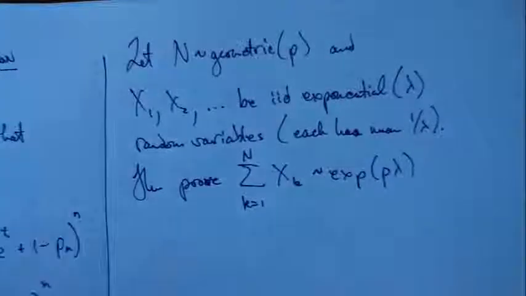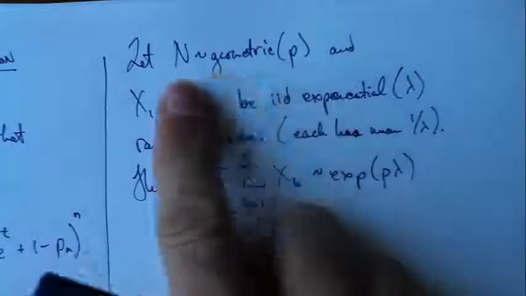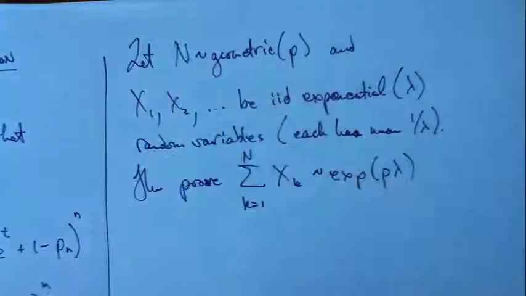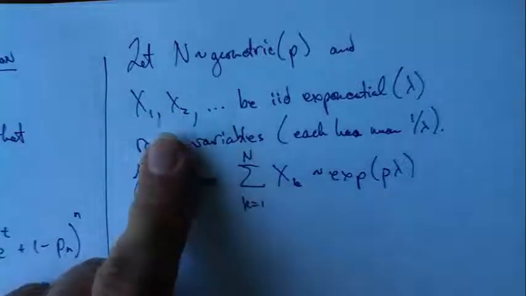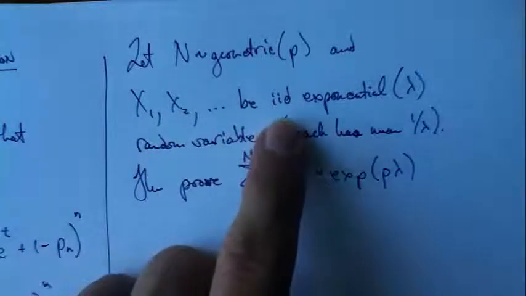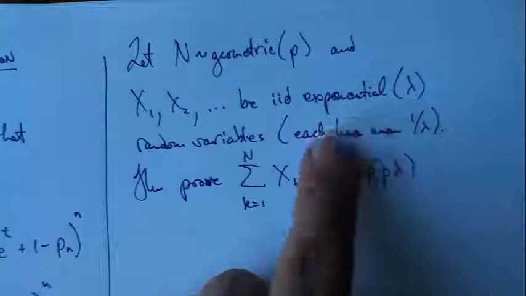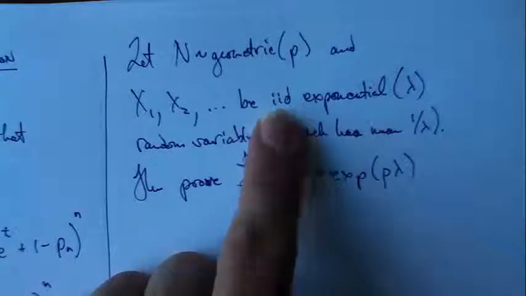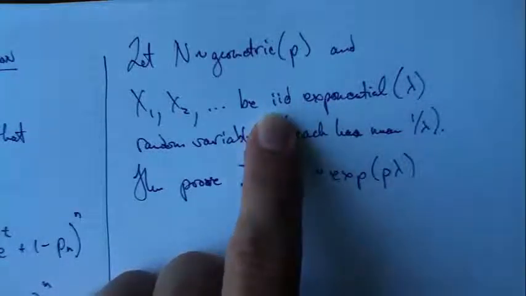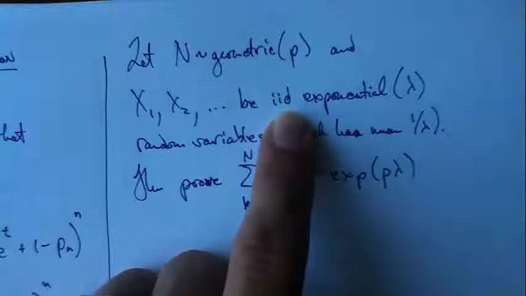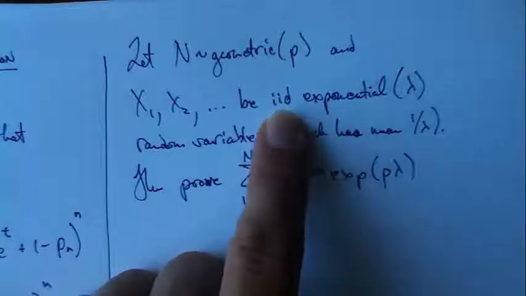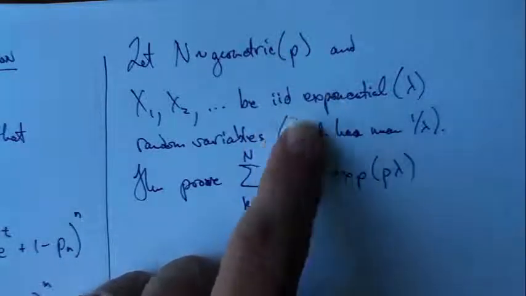Here's a nice little result that pops up every once in a while. Let's let N be a geometric random variable, which counts the time till the first success. And then these X's are IID exponential lambdas. What this means is they're independent and identically distributed. That's what IID means. They're independent and they have the same distribution.